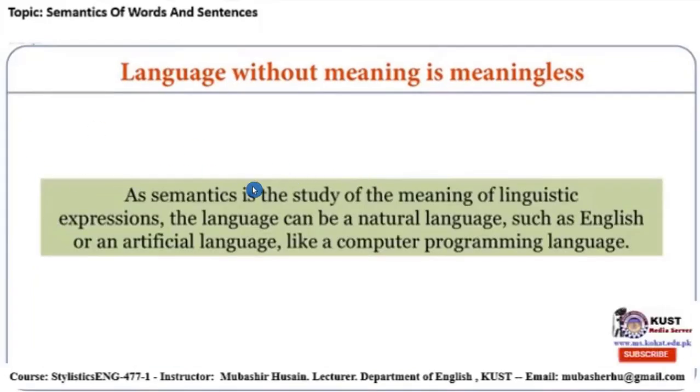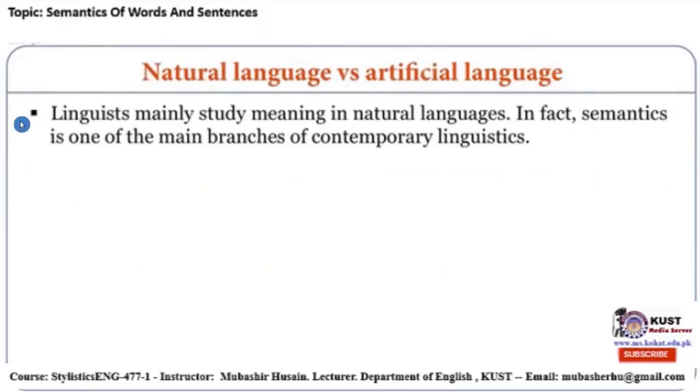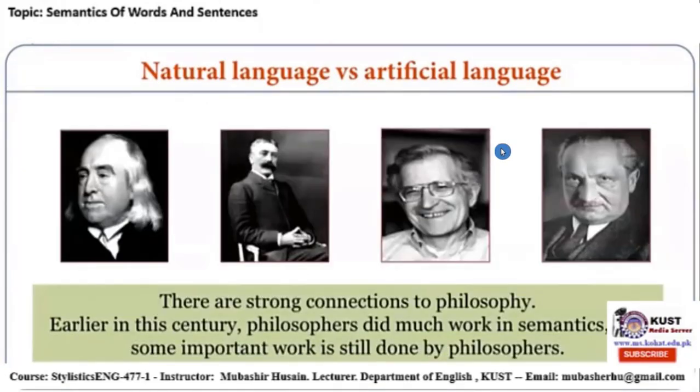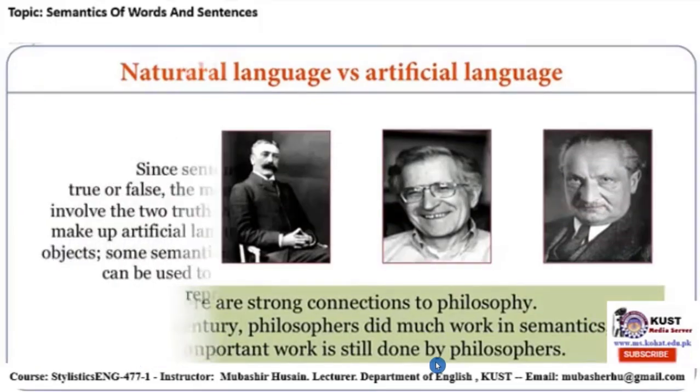Semantics is the study of the meaning of linguistic expression. The language can be a natural language, such as English, or an artificial language like a computer programming language. Linguists mainly study meaning in natural languages. In fact, semantics is one of the main branches of contemporary linguistics. There is a strong connection to philosophy. Earlier in this century, philosophers did much work in semantics, and some important work is still being done by philosophers.